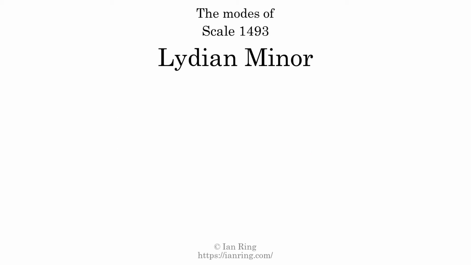This scale has 7 modes. The first mode is itself. The second mode is scale 1397, also known as major Locrian. It sounds like this.